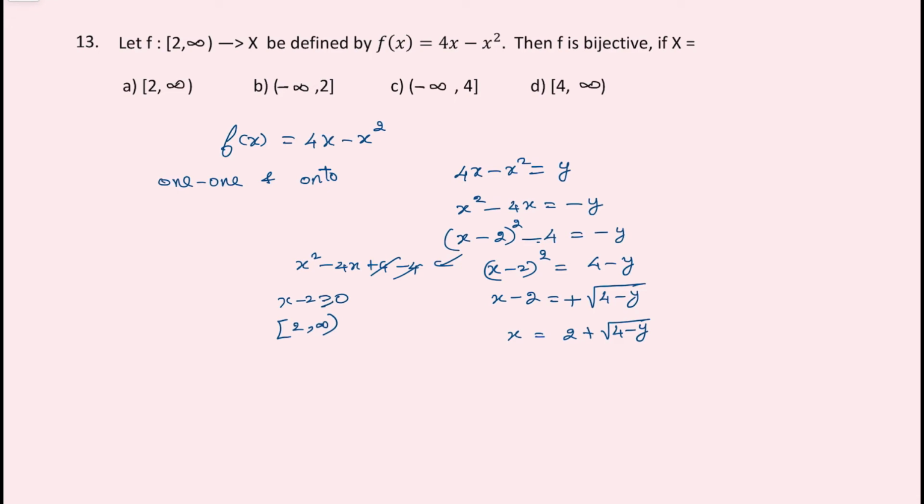Now, since 4 minus y is under square root, 4 minus y should be greater than or equal to 0. That is, 4 is greater than or equal to y. That means y can take any real value which is less than or equal to 4. So the option is C, minus infinity to 4.